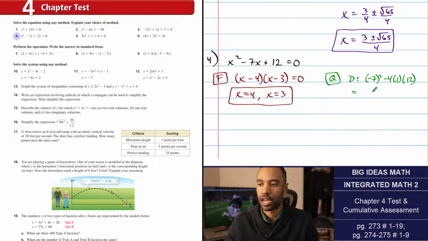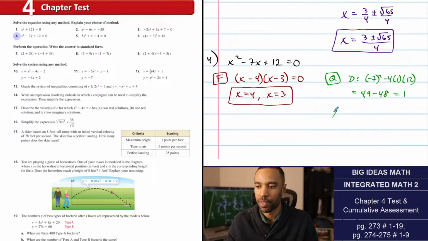Like so. That'll be 49 minus 48, which is 1. 1 being a perfect square means this will also be factorable. Clearly it was. x equals negative b, the opposite of negative 7 is 7, plus or minus the square root of 1, which is 1, all over 2a. 2 times 1 is 2.